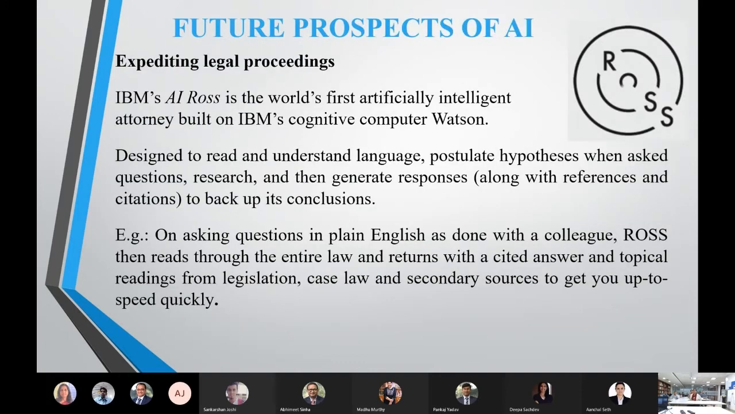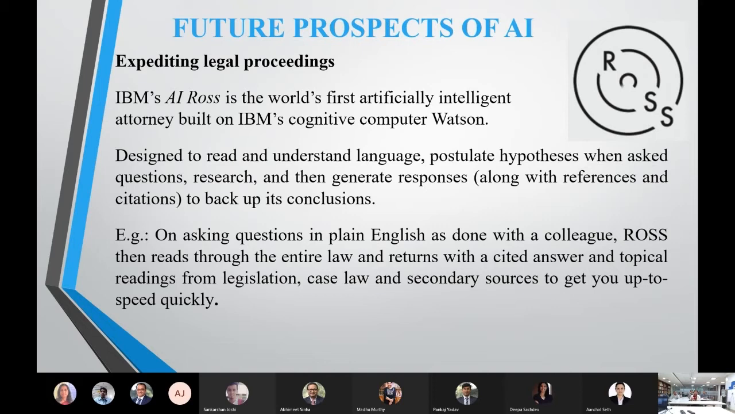Now, the next I would like to deal with. This was basically about what softwares are involved in the legal profession. What is the future prospect of AI? As we can see, because of the efficiency and the way it saves time, there is a lot of scope for expediting legal proceedings. In India, as we all know, there is a huge pendency of cases here. So this can come very handy.